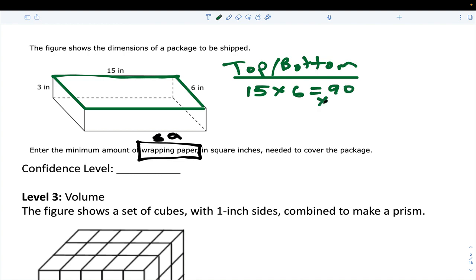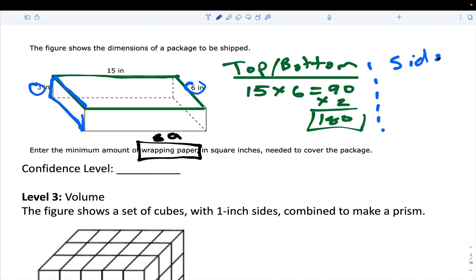90 times 2 is 180. Save it for the next one. Okay, next side that I'm missing. Let's do the side length over here. Wouldn't it be 3 and 6? Yeah, this side is the 6 over here and the 3 up there. So let's do a side length that is 3 times 6. What is 3 times 6, Ashton?